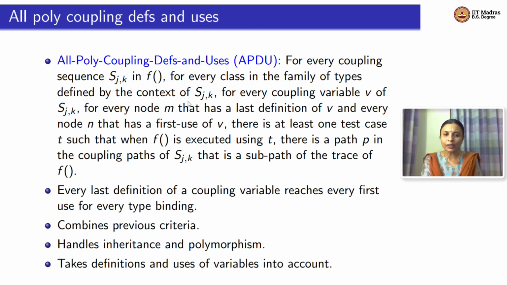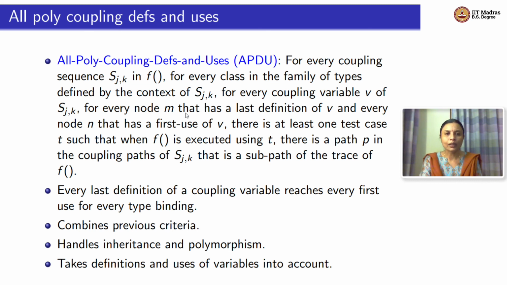The first part here is the formal definition of it. What does it say? It says take a coupling sequence SJK in the coupling method F. For every class in the family of types defined by the context of SJK, through an inheritance hierarchy like we saw in that example, for every coupling variable V of SJK, for every node M that has a last definition of V and every node N that has a first use of V, there's at least one test case T such that when this F is executed on that T, there is a path that goes through this coupling path of SJK. This will consider it for every class in the family of types.